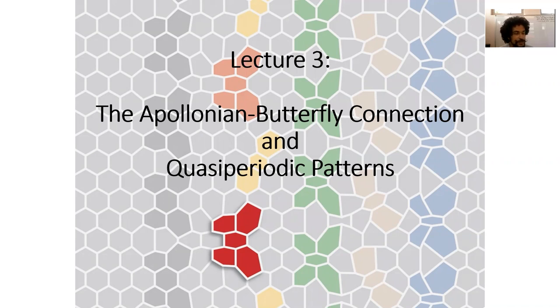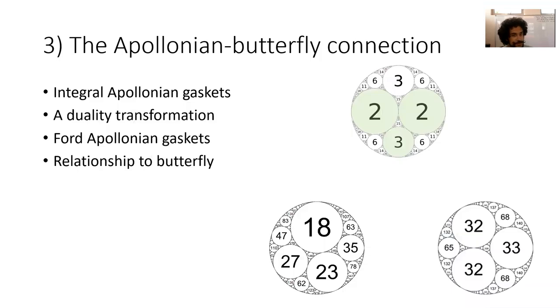Today we're going to dive deeper into various properties of this butterfly fractal and talk about how these integral Apollonian gaskets relate to the butterfly. And then we're also going to discuss different irrational numbers and talk about these quasi-periodic patterns found in the butterfly. So the first half of this talk is going to cover this Apollonian butterfly connection.